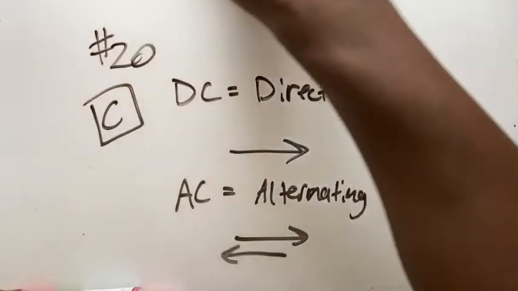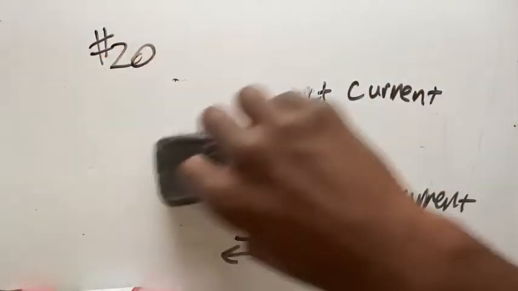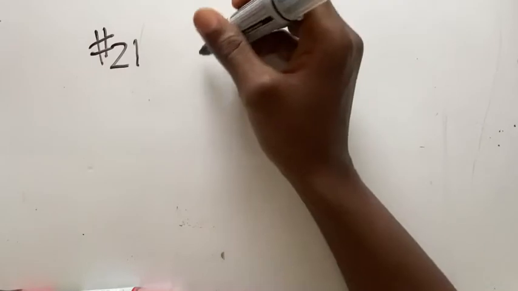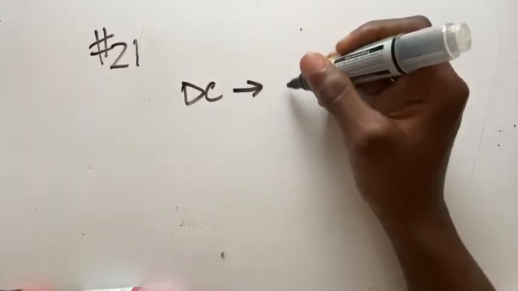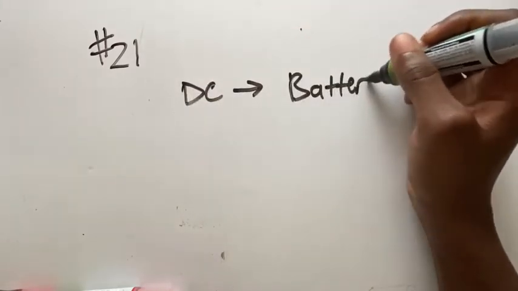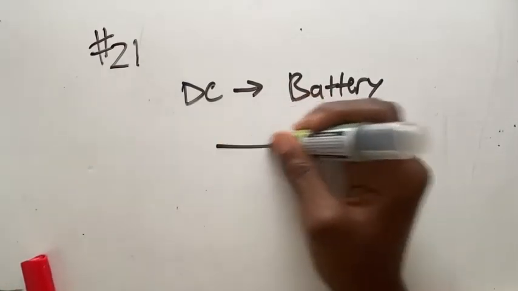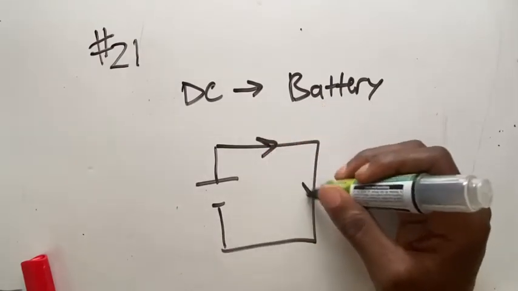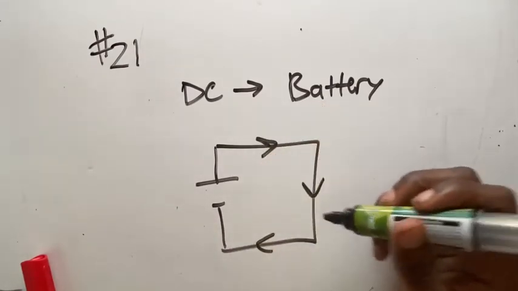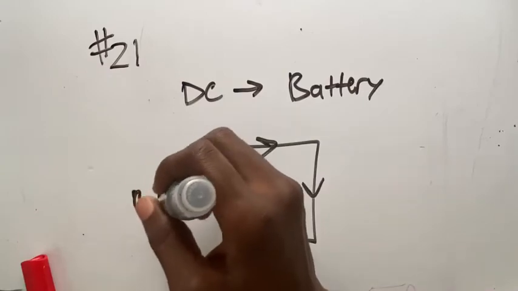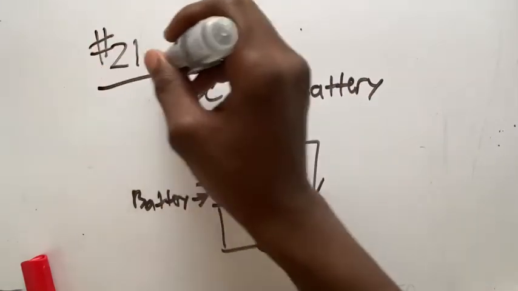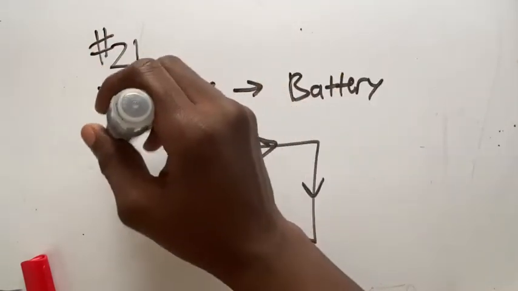21 says a direct current is normally produced by a... direct current is produced usually by a battery, right? Because whenever we have some circuit, if we put a battery in it, we know that's going to produce some current going in one direction. This is the battery here. So the answer to 21 is going to be B.